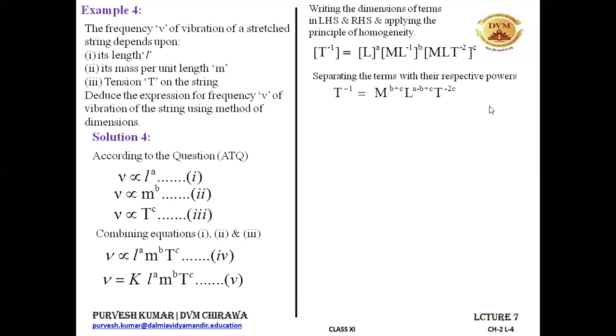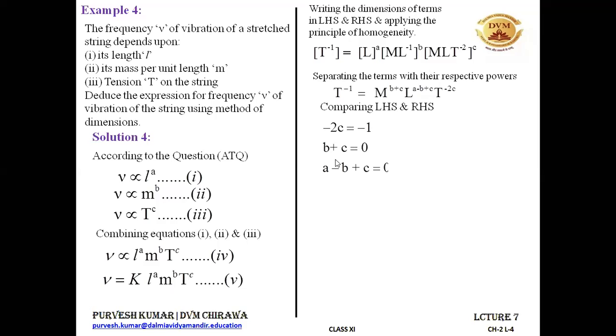And now, comparing both sides, the powers must be equal. So comparing both LHS and RHS, here no M term is involved. Also, no L term is involved. It means the power of M on the left hand side should be 0. Similarly, the power of L should be 0 on the left hand side. So the power of M and L on the right hand side has to be the same. So B plus C equal to 0 and A minus B plus C is also equal to 0.